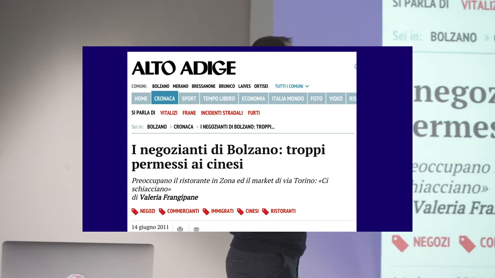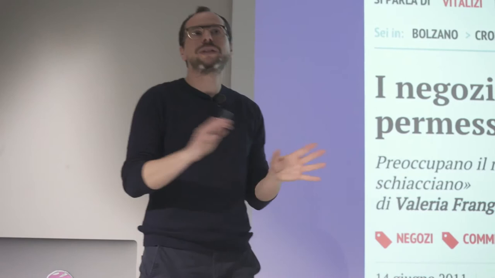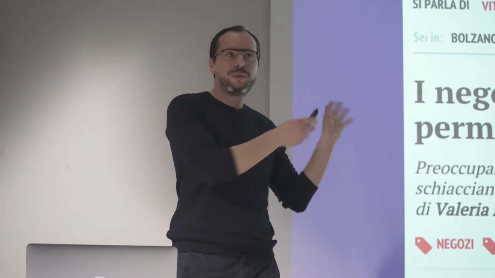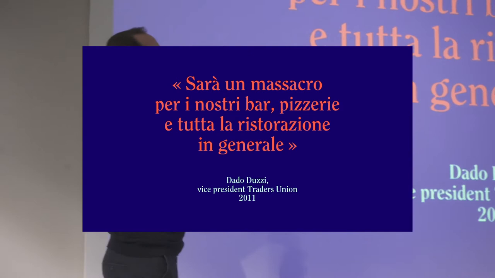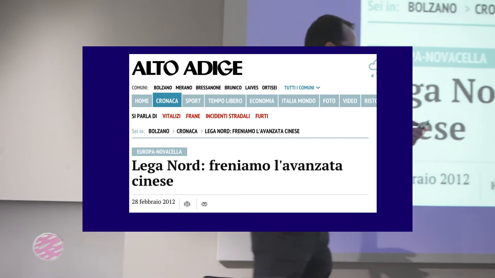Anyway, the local traders: too many permissions given to the Chinese shop owners. But then when you read the article, you discover they are completely fine with Chinese people, it's just the title that is very aggressive. And as you may know, people just read the title, not the articles. Then another statement from the vice president of the Traders Union: it will be a massacre for our bars, pizzerias, and for the whole restaurant sector in general. And then Lega Nord: let's stop the Chinese advance.